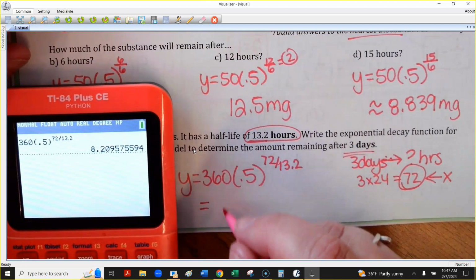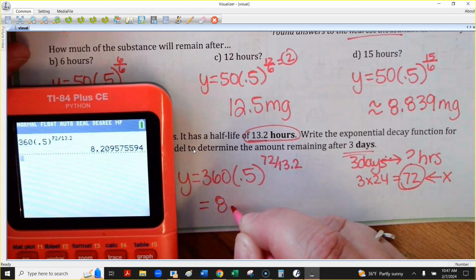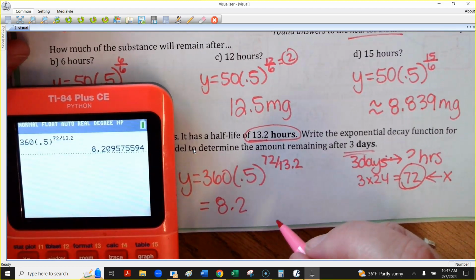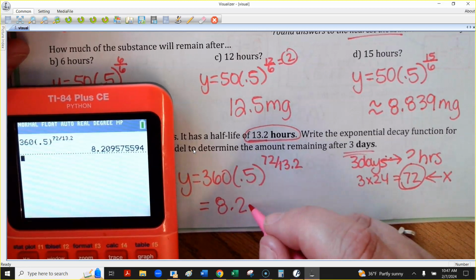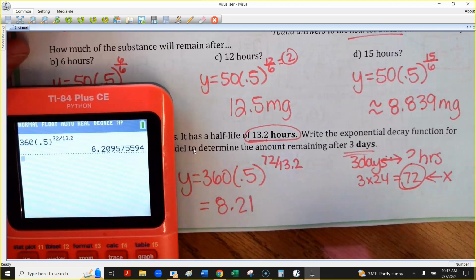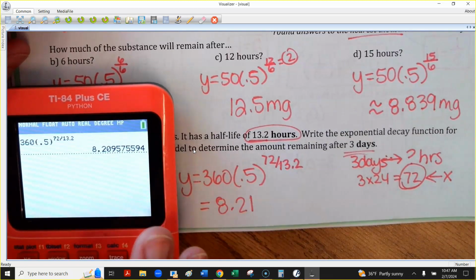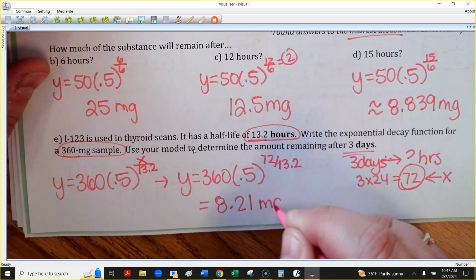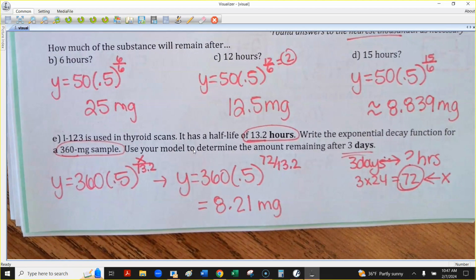So 8.2, ooh, if I can round this to 3 decimal places, this would actually be 8.21, because that 5 would round that 9 up, and then the 9 would round the 0 up. So 8.21, and most of these are milligrams, but just check that real quick. Okay.